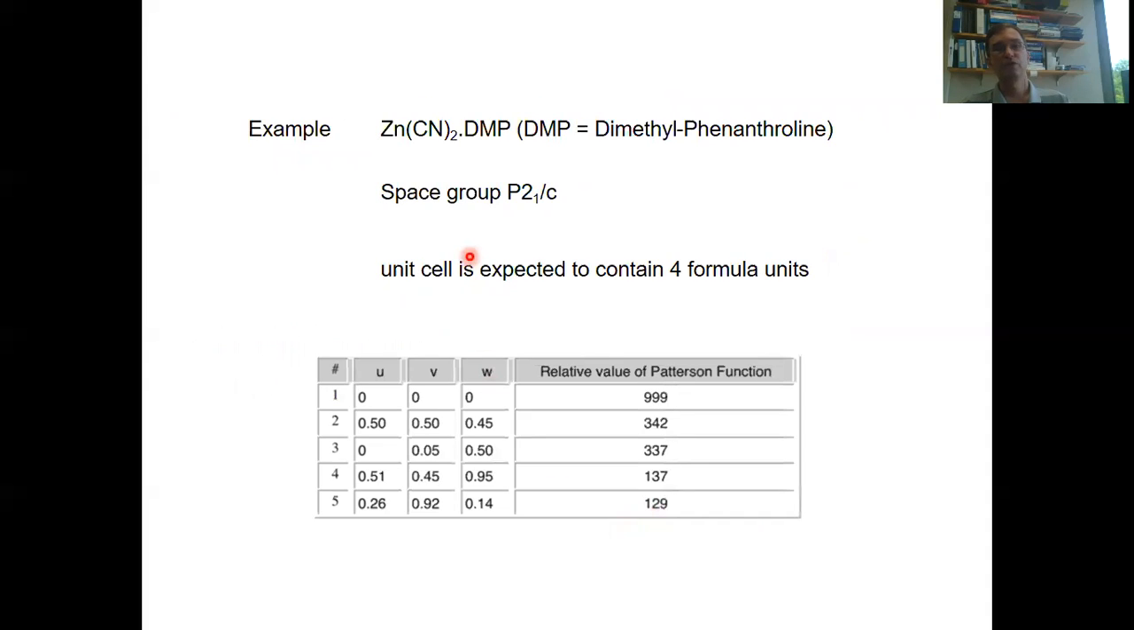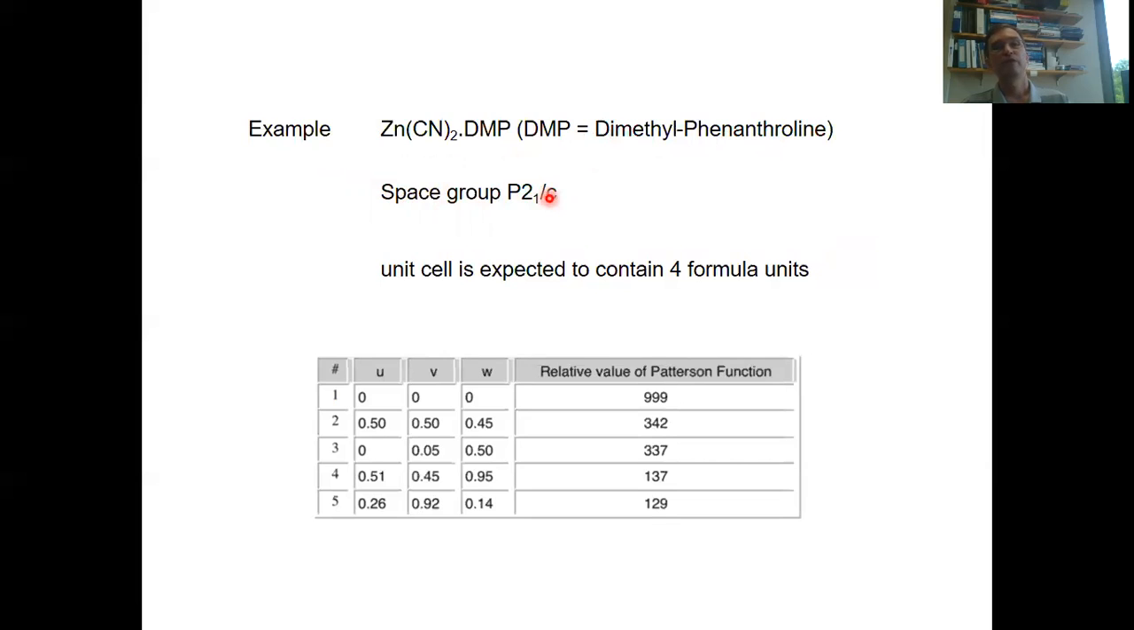All right, so let's say we have measured a crystal, in this case of this composition here. So this is zinc dicyanide times a solvent, which is included in the crystal. It's DMP, and DMP stands for dimethylphenanthroline. So we can determine from our X-ray diffraction pattern already that we are in the space group P21/c.